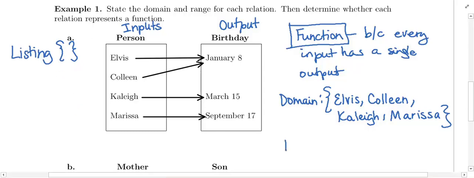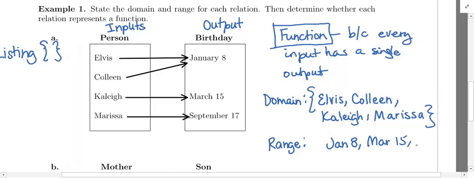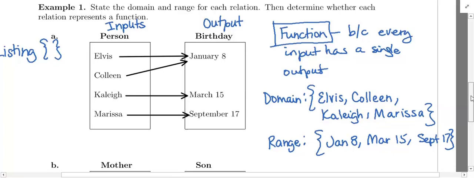Okay, we need to write down the range here. We need to list out these 3 dates. The birthdays here are January 8th, March 15th, and then September 17th. We need to separate them with commas and enclose this list in curly braces. Okay, that's it. All right, let's move on to the next one.